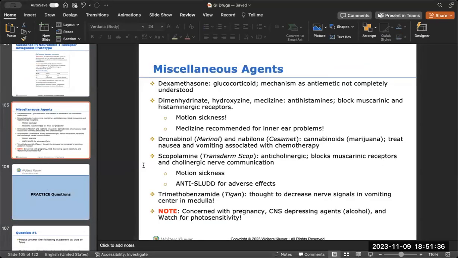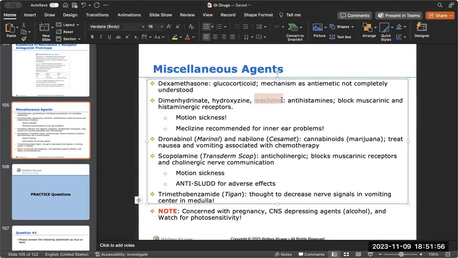Now, miscellaneous agents are just a couple of different drugs that I would point out, okay? So we have dexamethasone or glucocorticosteroids. They can work as antiemetics, but we don't really know why. I really wouldn't focus on that, but it might be good for you to know. Diphenhydramine, hydroxyzine, meclizine. Meclizine is one of the anticholinergic drugs, the ones that end in zine. They can be used for motion sickness, and meclizine is recommended for patients who have inner ear problems and have motion sickness.